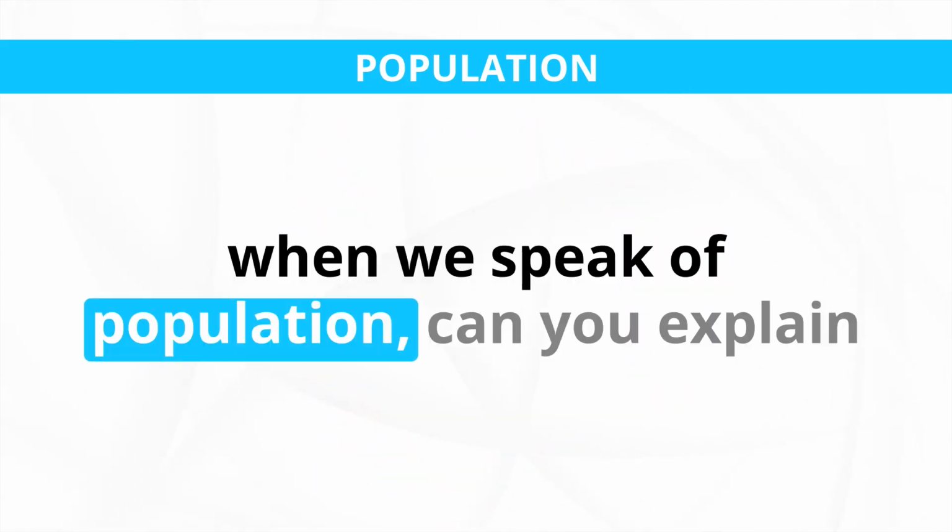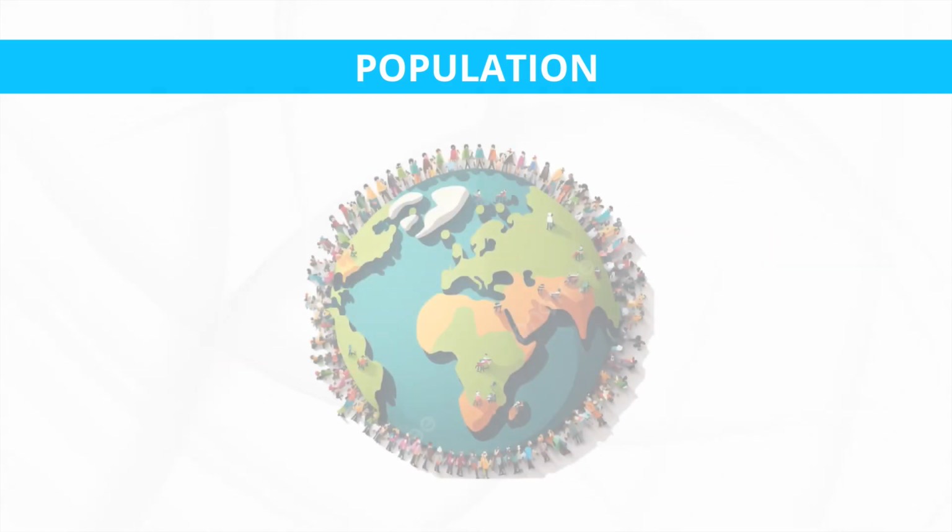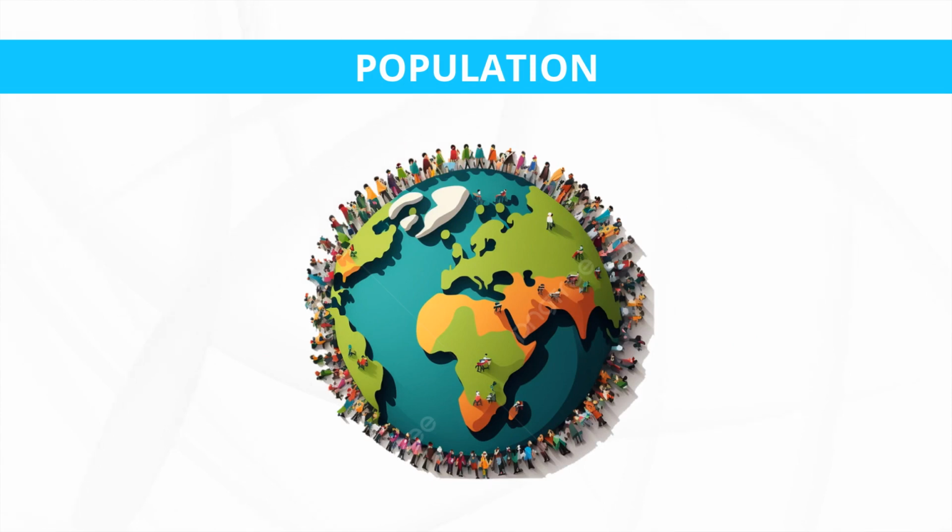When we speak of population, can you explain succinctly what population is from first principle? Yes, population is a funny word because it's just a group of something that we're interested in. But for here, we're talking about human population. So we can think about the population of a country, for example, and adding up the populations of all the countries, we get to the world population.